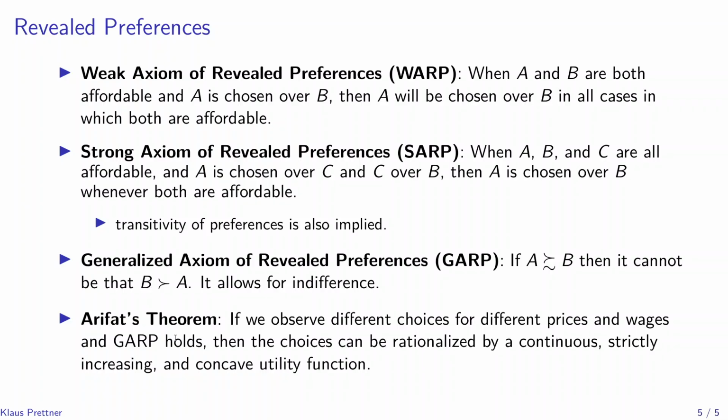And finally, we have Afriat's theorem that tells us that if we observe different choices of different consumers for different prices and wages, and the generalized axiom of revealed preferences holds, then these choices can all be rationalized by a continuous, strictly increasing and concave utility function. So that means that indeed we can represent the preferences with utility functions and with indifference curves. And we can reconstruct these preferences basically out of the different choices that we observe of the consumers.